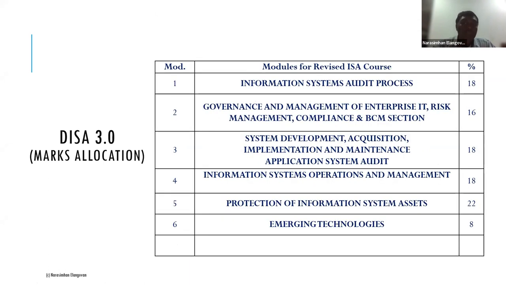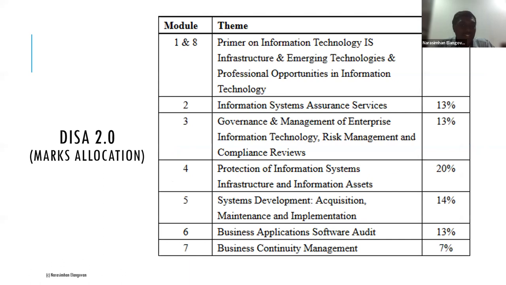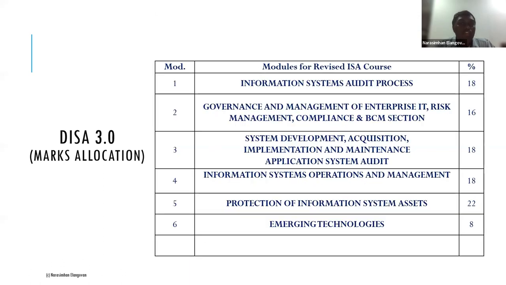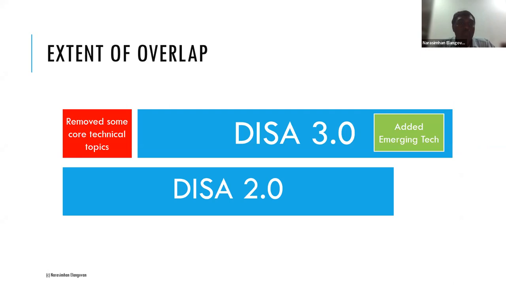You have information systems operation and management, again sort of embedded within 5. And then you have protection of information system, which is the highest again here, another common area. And then last, you have emerging technology, which are the new things, right? So between 2.0 and 3.0, there is definitely a lot of overlap. And that's why I decided to do a combined approach.